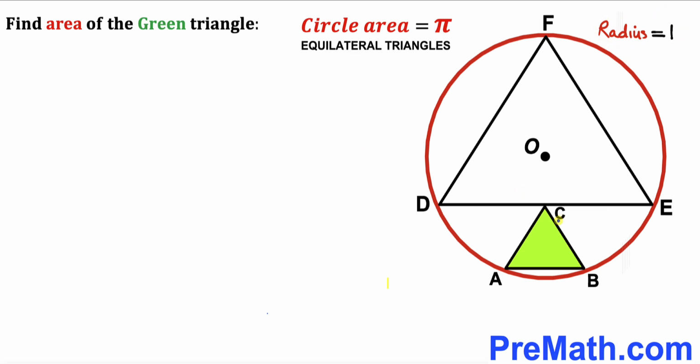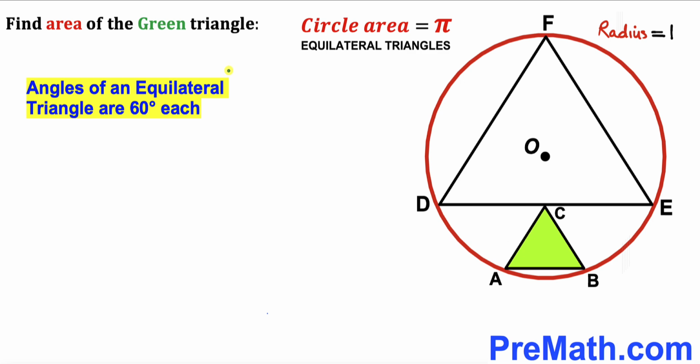And here's our next step. Let's focus on this green triangle ABC. We know this is an equilateral triangle, so all of its side lengths are equal in length. And likewise, let's focus on this other equilateral triangle DEF. This is an equilateral triangle, so all its side lengths are equal as well. And now let's recall this crucial fact. The angles of an equilateral triangle are 60 degrees each. So all these angles are going to be 60 degrees each.